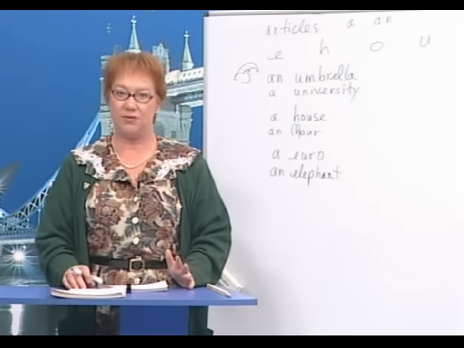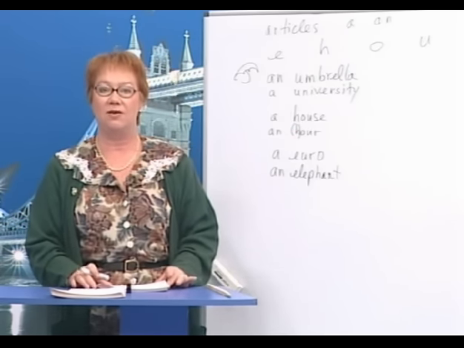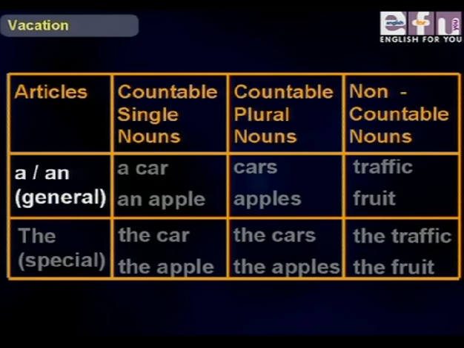Okay, now look at the screen and you can see a chart reviewing the articles. Now, notice we have articles, countable single nouns, that means one, countable plural nouns, 2, 3, 10, 20, and non-countable nouns. Look where we put a or an. First, a and an are general. So with countable single nouns, we have a car. Countable plural, cars, general. And non-countable nouns, traffic, no a. Another example, countable single, an apple. Countable plural, apples, in general. Non-countable, fruit, no a or an.